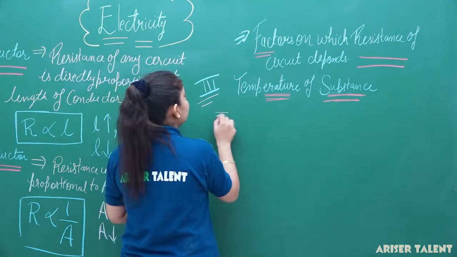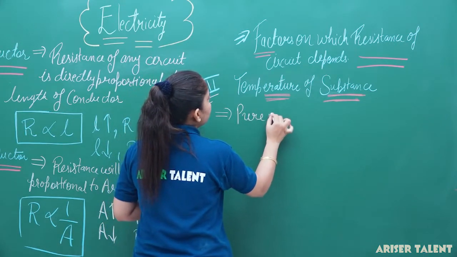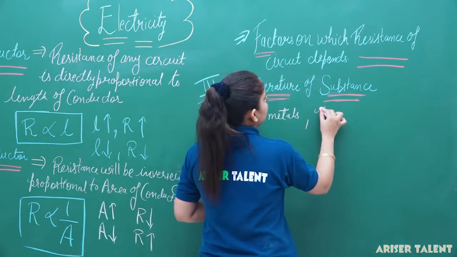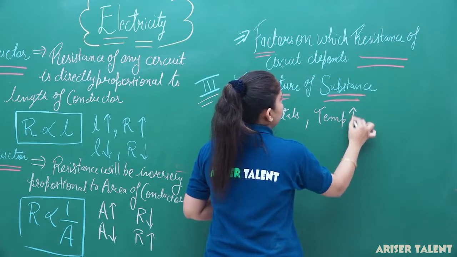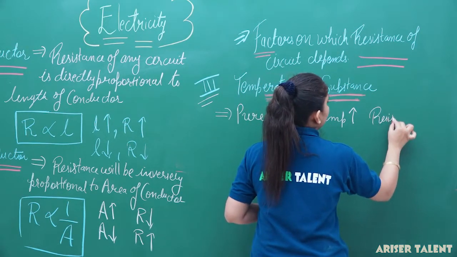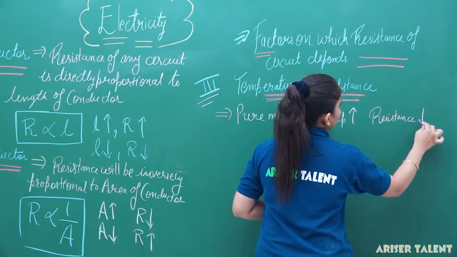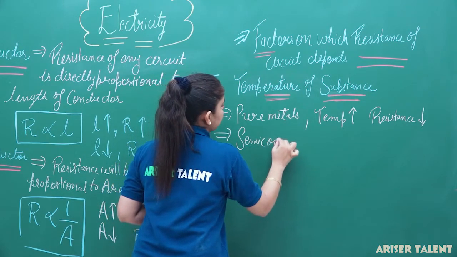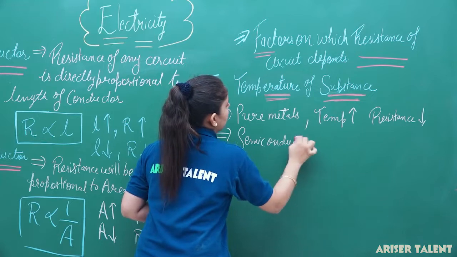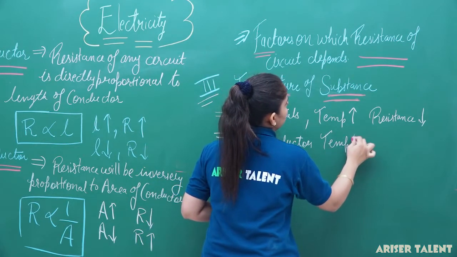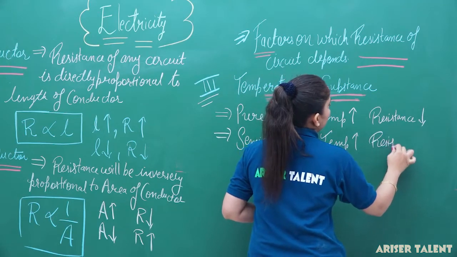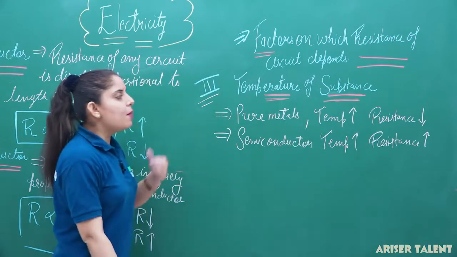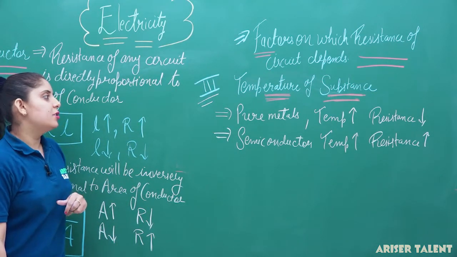So I can write it as, in case of pure metals, if we are going to increase the temperature, resistance will decrease. But if you are talking about semiconductors, if temperature increases, resistance also increases. So this is the criteria about the temperature dependence on the resistance of a substance.